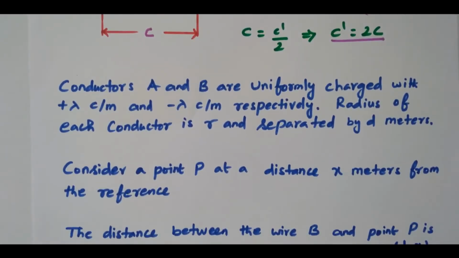Here the description is available. Conductors A and B are uniformly charged with plus lambda coulomb per meter and minus lambda coulomb per meter respectively. Conductor A is positively charged, conductor B is negatively charged. Due to length, we are using linear charge density, plus lambda and minus lambda. The radius of each conductor is R meter and they are separated by D meter. We consider the point P at a distance X meter from the reference, and the reference is conductor A.